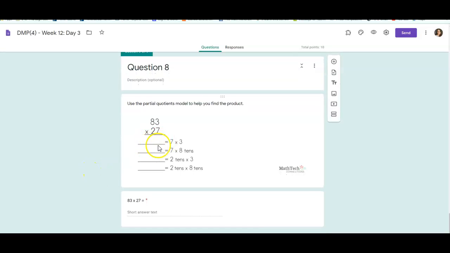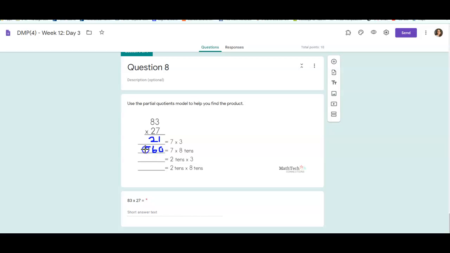Getting better and better at these, using partial products to do this. 3 times 7, you might want to pause and solve. We're just using the partial products model to do this. 7 times 8 tenths.